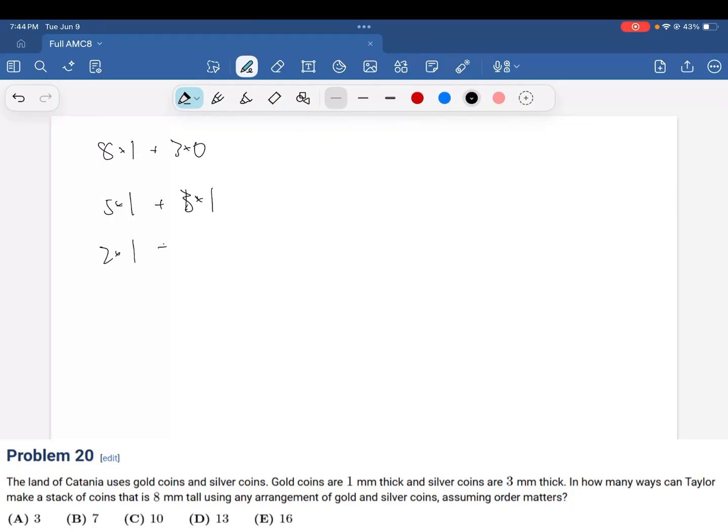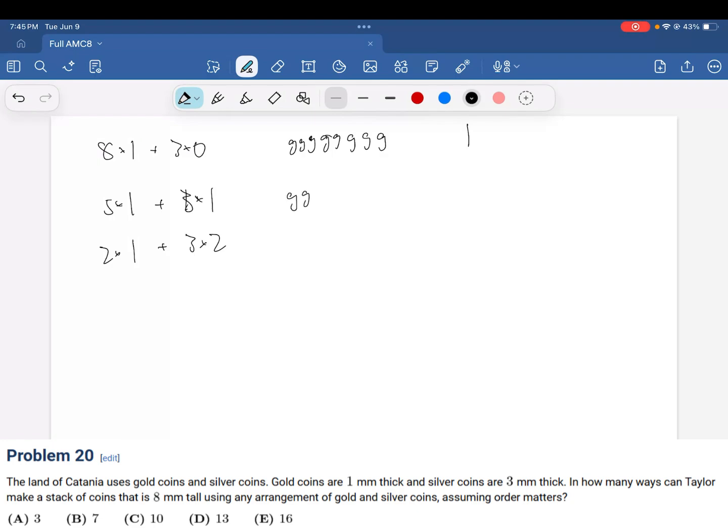We can do that again. 2 gold and 2 silver, and we can't go any lower. So let's say we have 8 gold here. There's only one arrangement for that, which is one on top of each other.